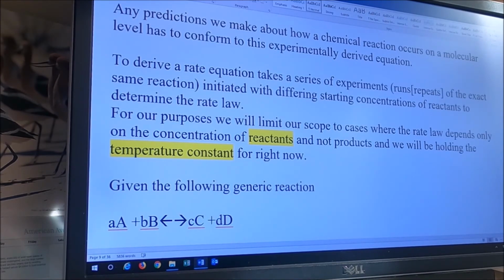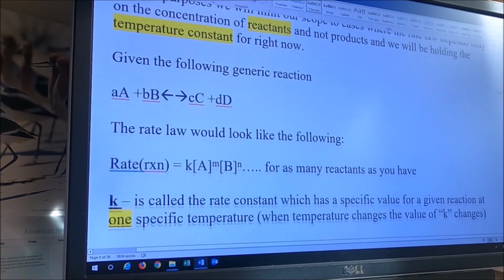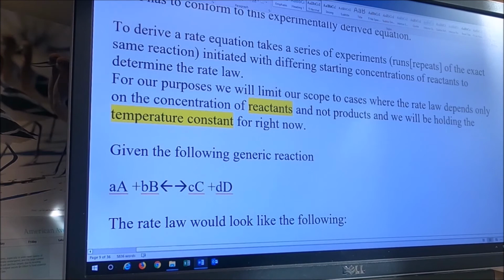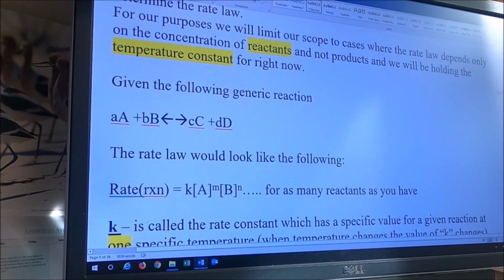Now, to derive the rate law equation, we have to do a series of experiments. What they are is we do the same reaction over and over again with different amounts of starting materials, different amounts of reactants, so they have differing concentrations. We're going to be holding the temperature constant in what we're looking at, because we're going to talk about temperature later. So right now, all we're going to do to these reactions is run them at different concentrations.